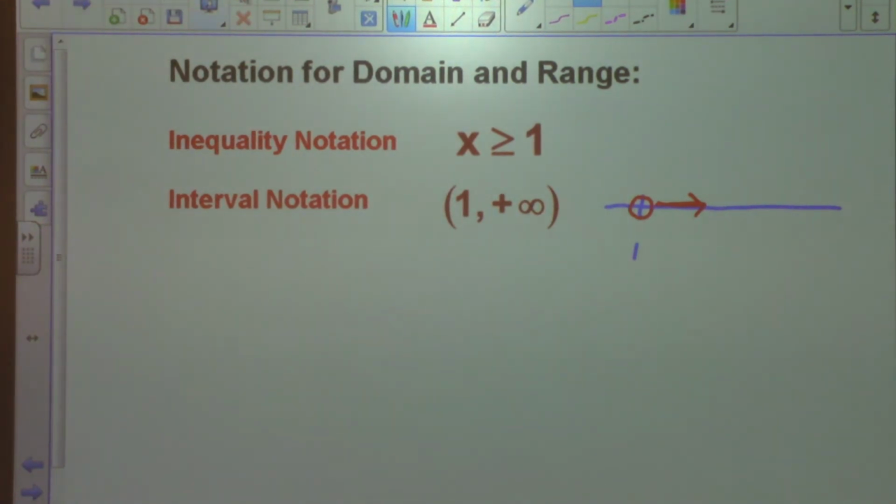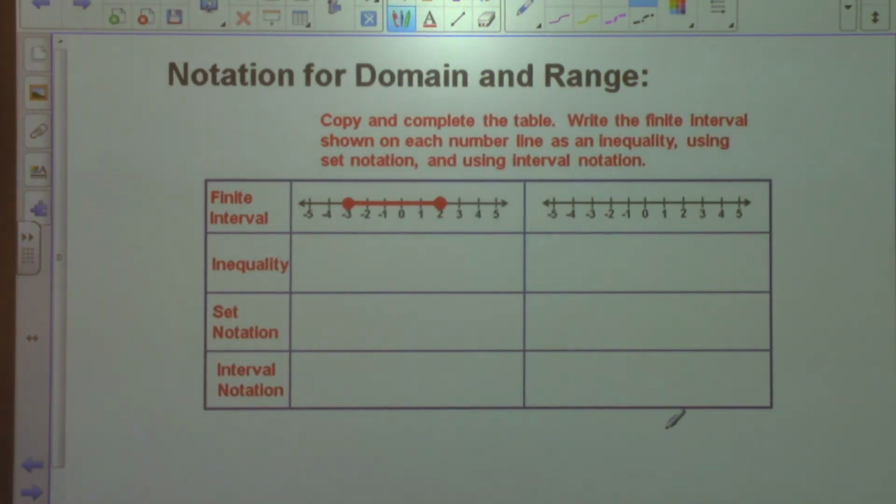All right, let's look at the next thing here. We're going to go through examples in this table, and I'm going to go through a couple of them with you, and then sort of take off the training wheels and let you do more by yourself. Here in inequality notation, you have x is greater than or equal to -3, but less than or equal to 2. So that's your inequality notation. Questions on that one?